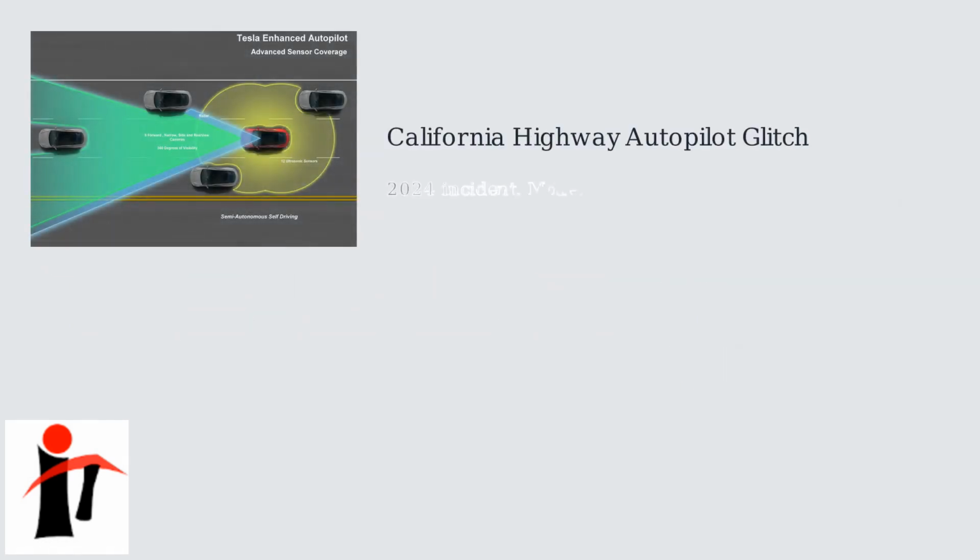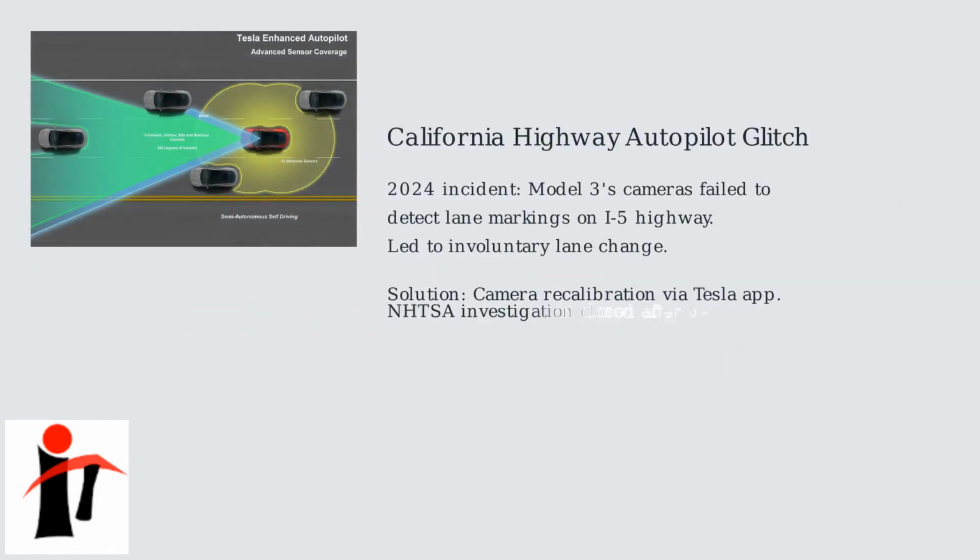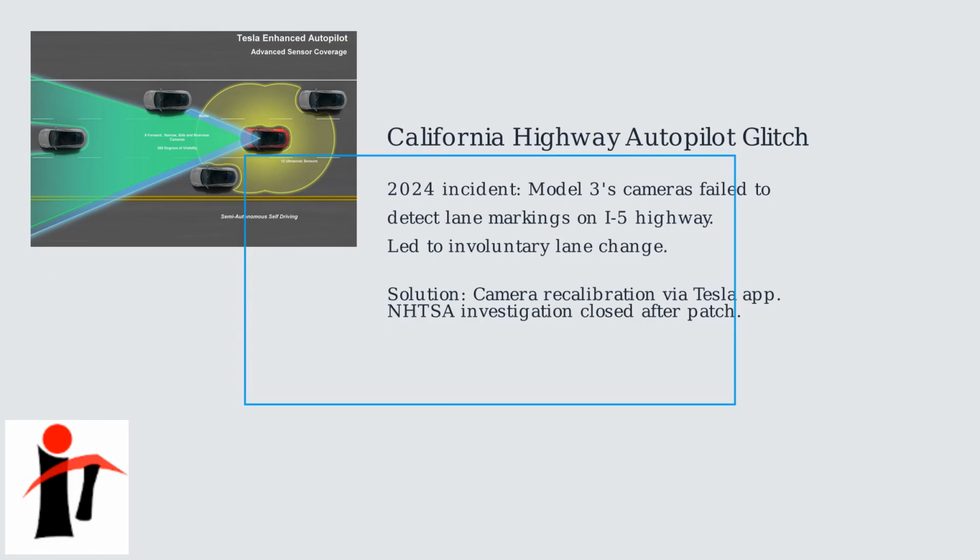Another real-world example occurred in 2024 on California's I-5 highway. A Model 3's cameras failed to detect lane markings, causing an involuntary lane change. The issue was resolved through camera recalibration performed via the Tesla mobile app. This incident was investigated by NHTSA and closed after Tesla's software patch.